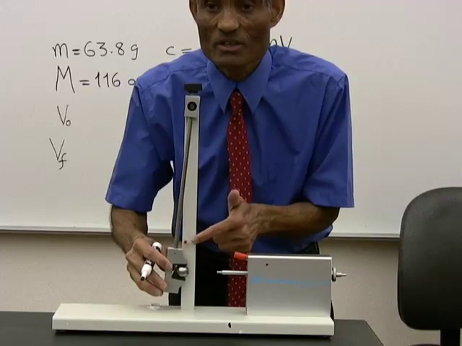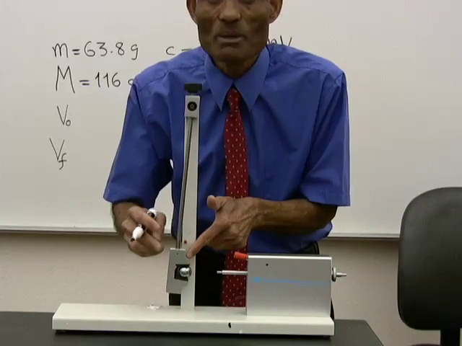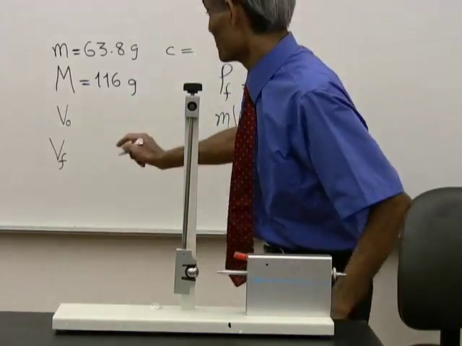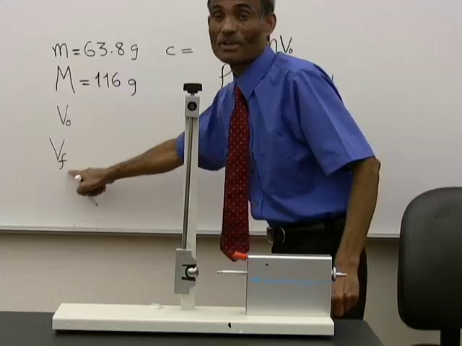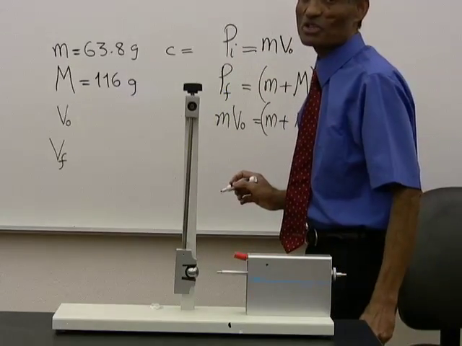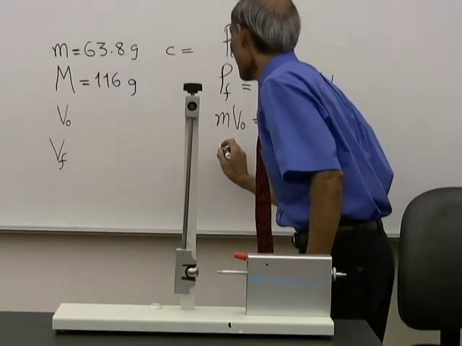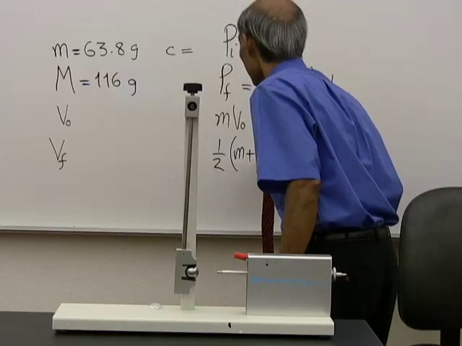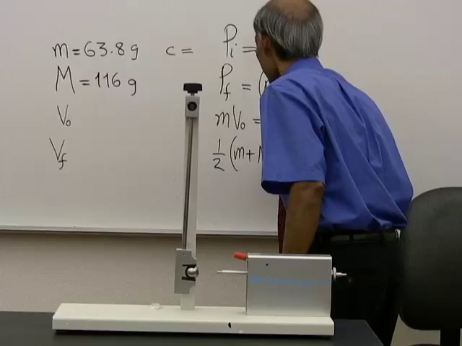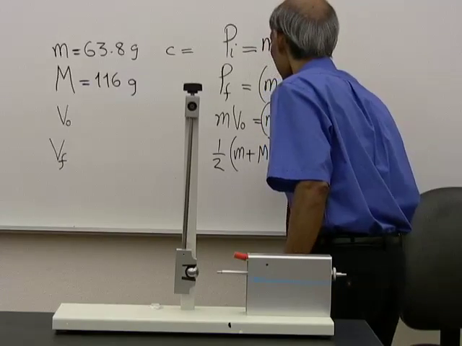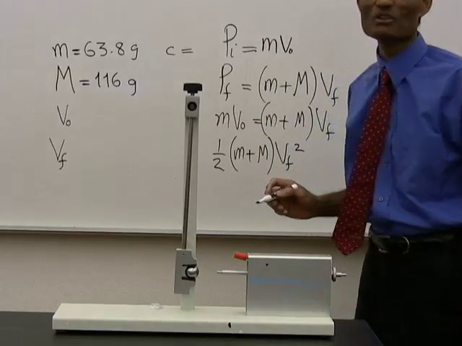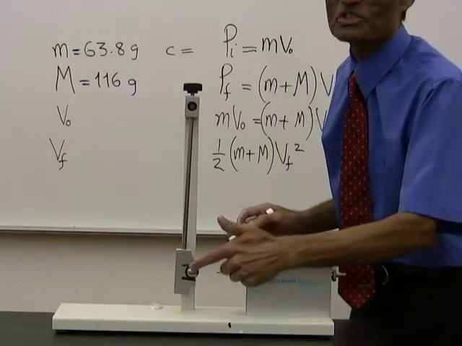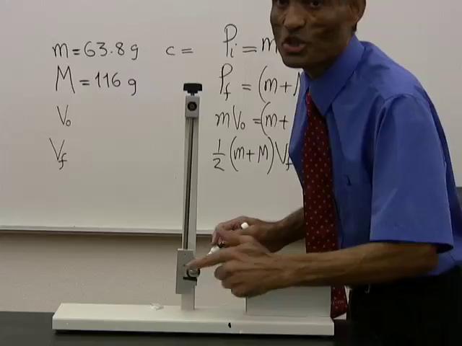The pendulum assembly has an initial kinetic energy. What is the kinetic energy of the pendulum assembly immediately after the ball gets lodged? The velocity is Vf. Therefore, the kinetic energy will be 1/2 (small m plus big M) Vf squared. That is the kinetic energy of the system at the instant the collision occurs.